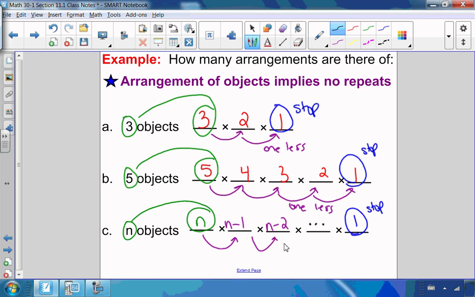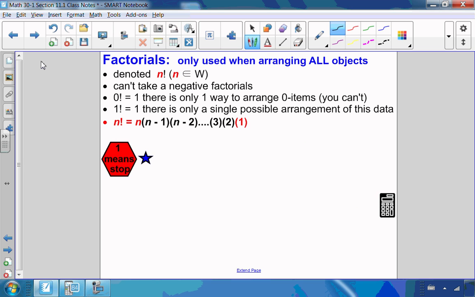So this way of arranging n objects, n, n minus 1, n minus 2, etc., all the way down to 1, has a special name. All of these have a special name, and they are called factorials. So factorials is a shortcut way of arranging all your objects. It's denoted n factorial, where n is a whole number, meaning it can't be negative, it can't be a decimal or a fraction, because n is a number of objects.